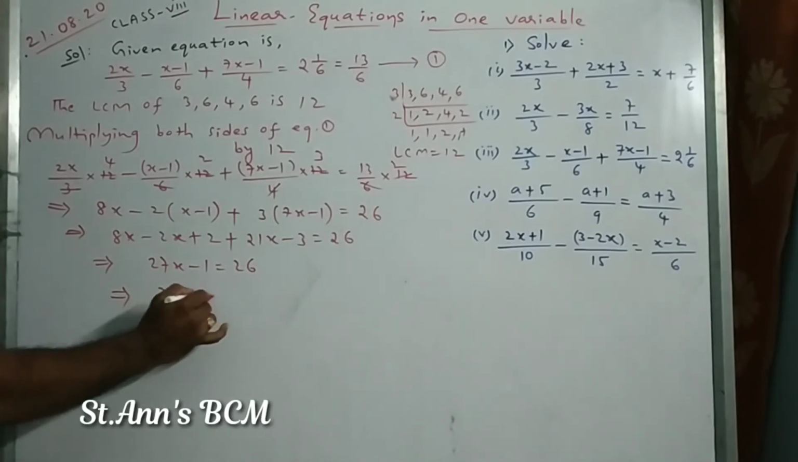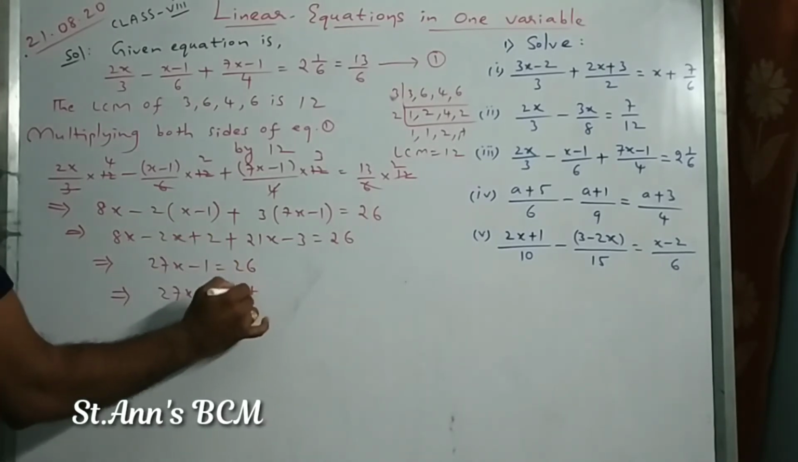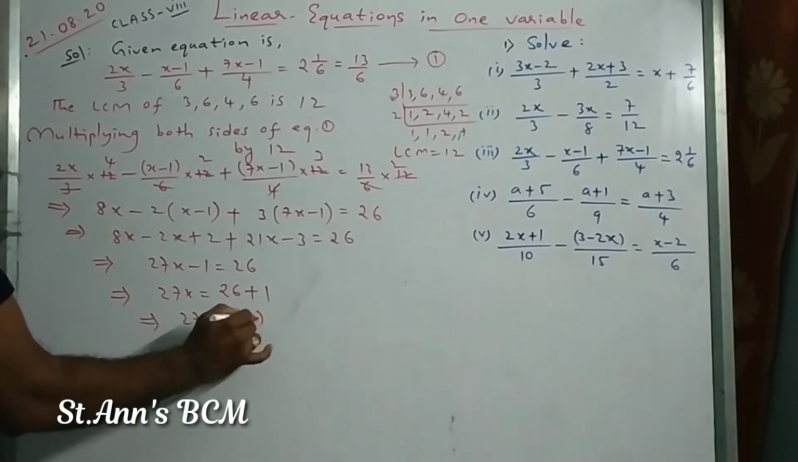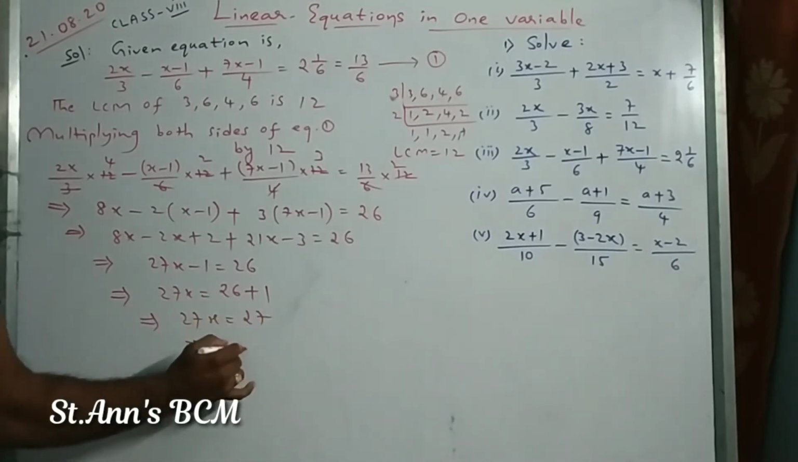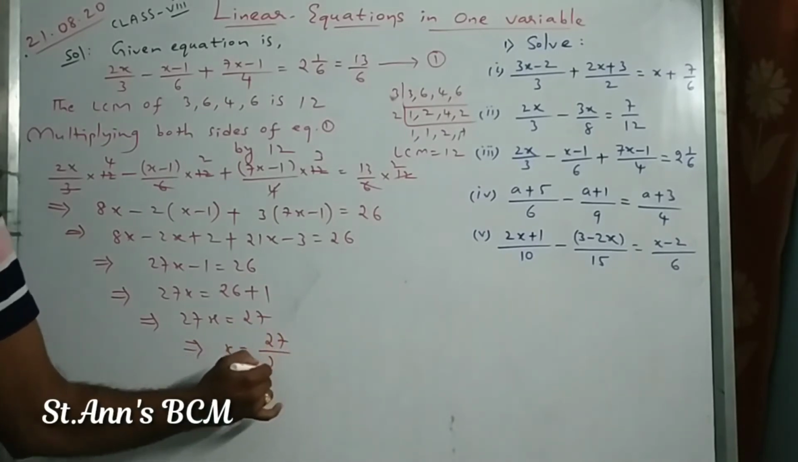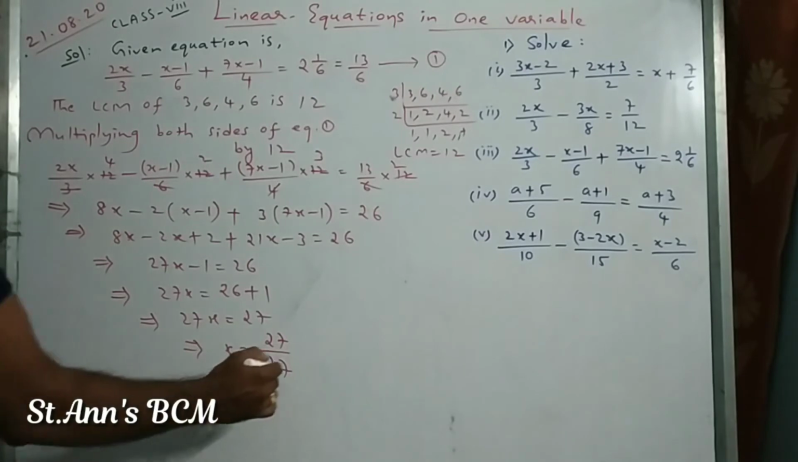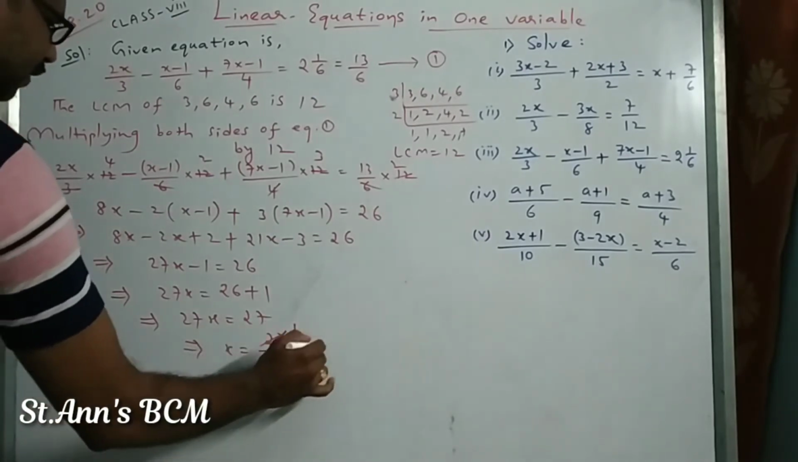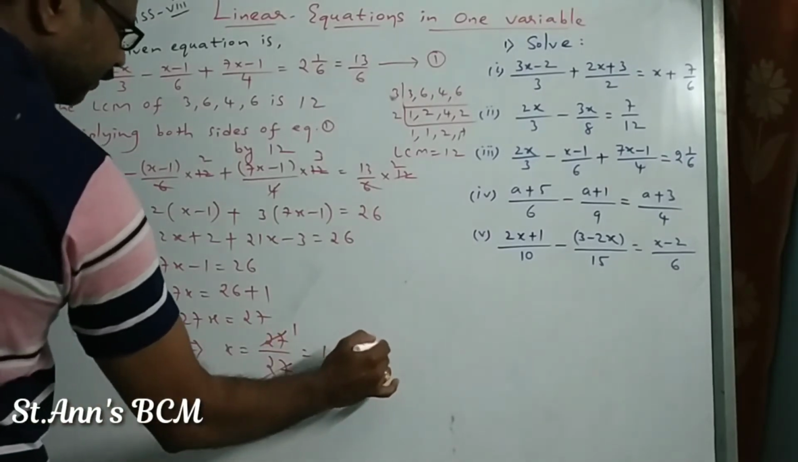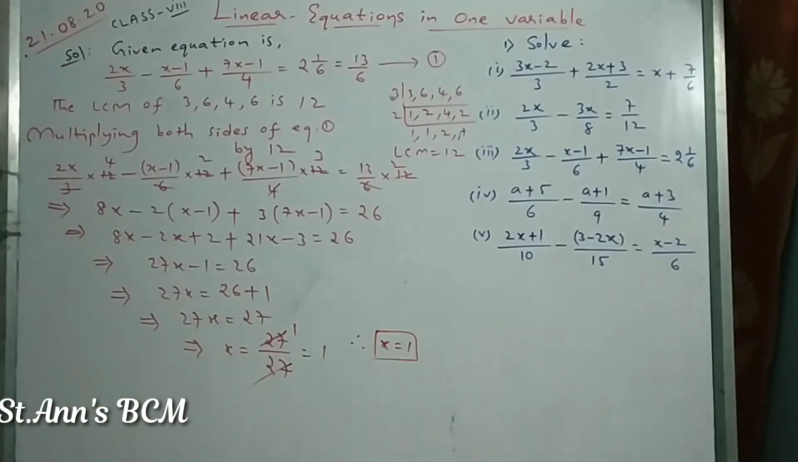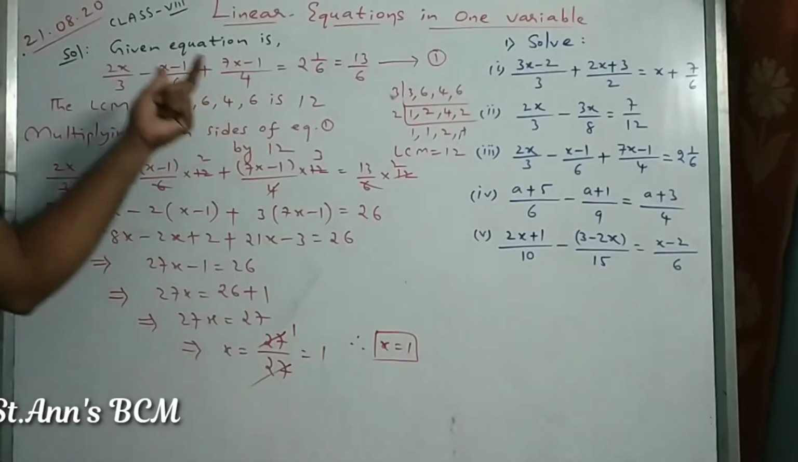So 27x equal to 26 minus 1 will be plus 1. So 27x equal to 27. So x equal to 27 upon 27. Because it is in the multiplication, if you send that side it becomes division. So 27 ones are 27. Therefore the value of x is 1. So this x equal to 1 will satisfy the given equation.